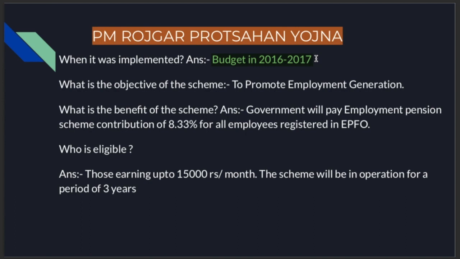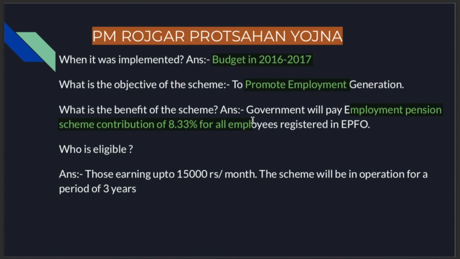The very first objective of the scheme is to promote employment, or you can say employment generation is the objective of the scheme. Now, what is the benefit of this scheme? The benefit is that the government will pay the employment pension scheme contribution of 8.33% for all the employees registered in the Employment Provident Fund Organization.